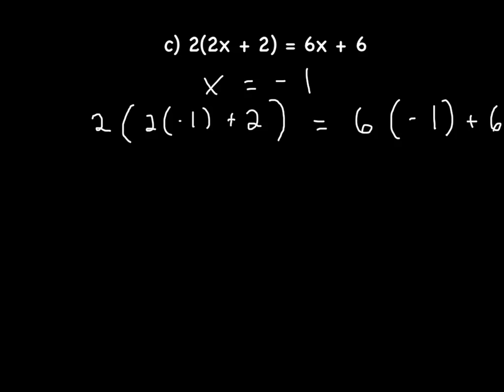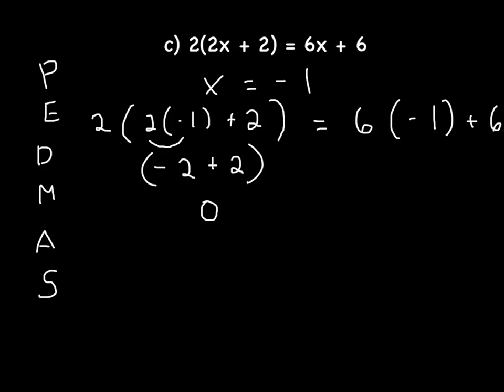So let's start with the left side. Think of PEDMAS. That's the order of operations. It tells us what operations we have to perform first in order to get this correct. We have to do our multiplication in the brackets first. 2 times a negative 1 is a negative 2. Then we can do the addition in the brackets next. A negative 2 plus a 2 makes 0. And 0 times 2 is 0.